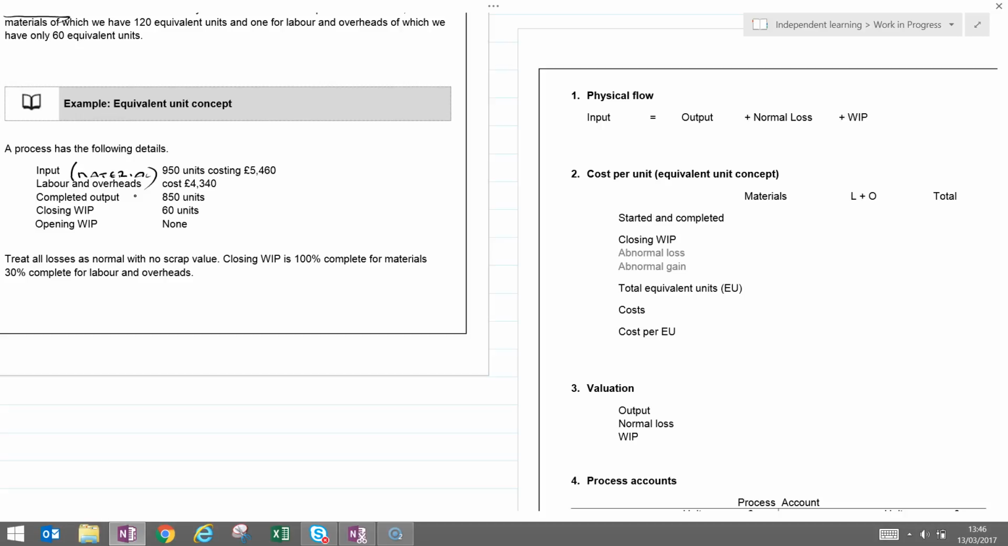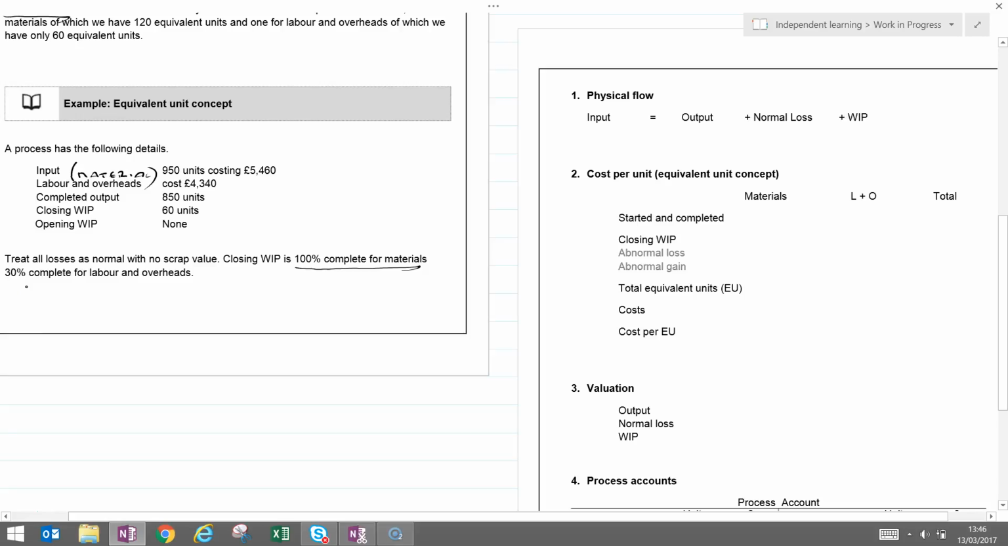Every question that you come across, there will always be no work in progress opening. So although it states opening work in progress none, because it's none, you don't need to worry about it. We're also told to treat all losses as normal and they have no scrap value. The closing work in progress is 100% complete for the materials, but only 30% complete for the labour and overheads.